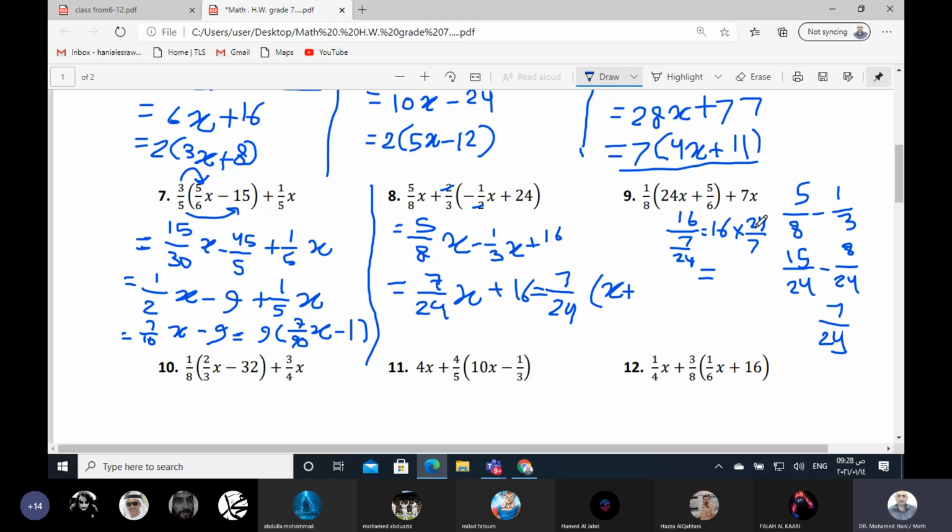Then we can multiply 16 times 24 over 7. This is 24 and this is 16. 6 times 4 will be 24. 6 times 2 will be 12. 12 plus 2 will be 14. Put here 0, then here 4, here 2. So 4, 8, 3. So here we have 384 over 7. So we can write here 384 over 7.